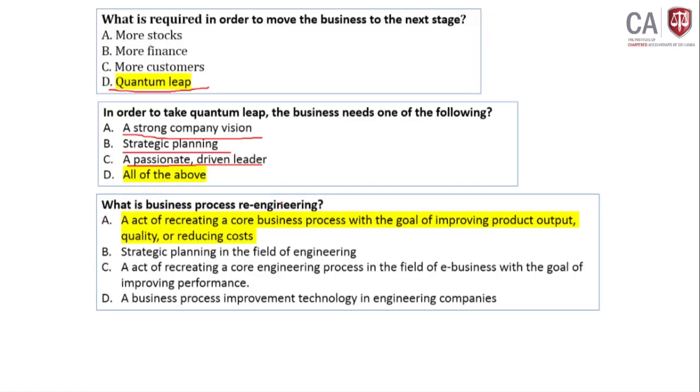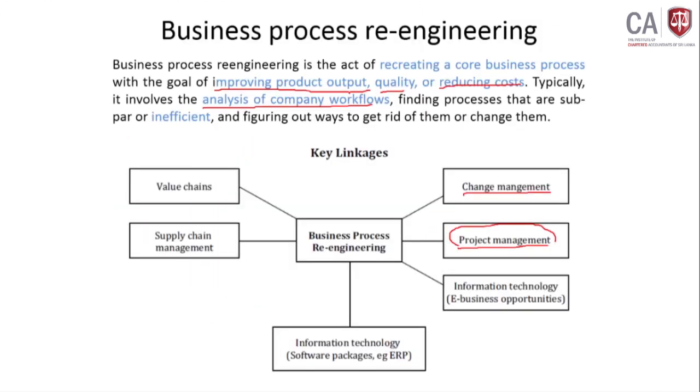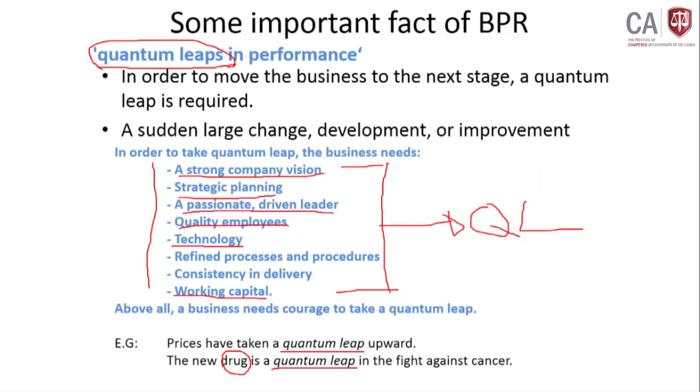What is business process reengineering? An act of recreating core business processes with the goal of improving product output quality and reducing costs. It is also explained here. See, the same thing is given in the slide.